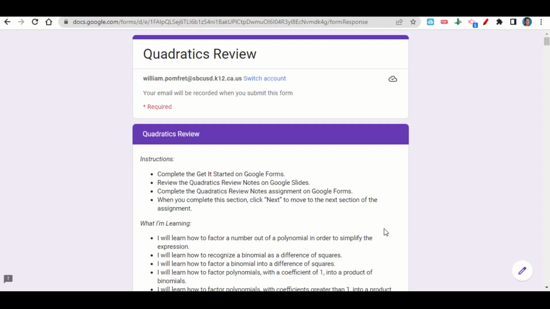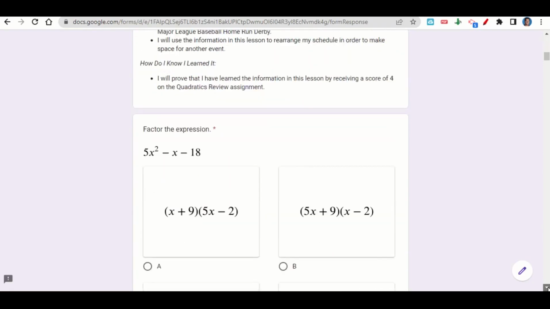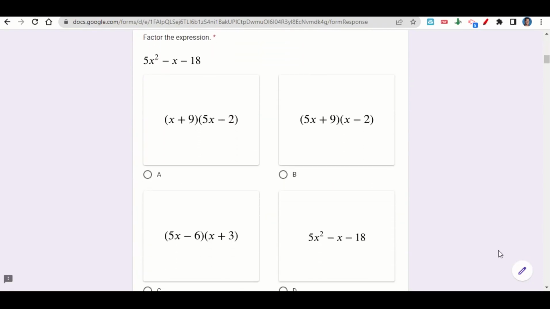The assignment begins with the learning goals and success criteria. If we scroll down, we can see the questions. The first one says 5x squared minus x minus 18, and it wants us to factor it. Well, we know that we're going to have a 5x and an x to get 5x squared. So we should end up with a 5x and an x. So it could be one of these three.